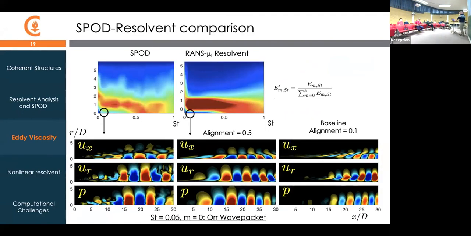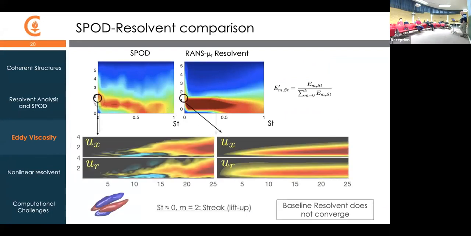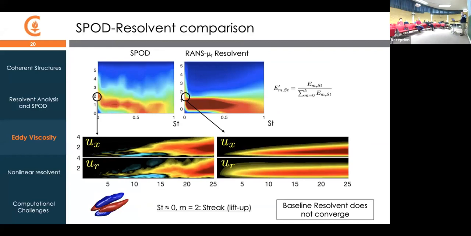Okay, so this can be identified as the OR mechanism, was the point there. And then finally, if we look at this streaky structure, again the resolvent is very helpful because it gives us both inputs and outputs. What we can see here is the classic imprint of the lift-up mechanism, right? It's been well studied in wall-bounded flows. So these streaks are produced by the same kind of lift-up mechanism that we have in turbulent boundary layers.